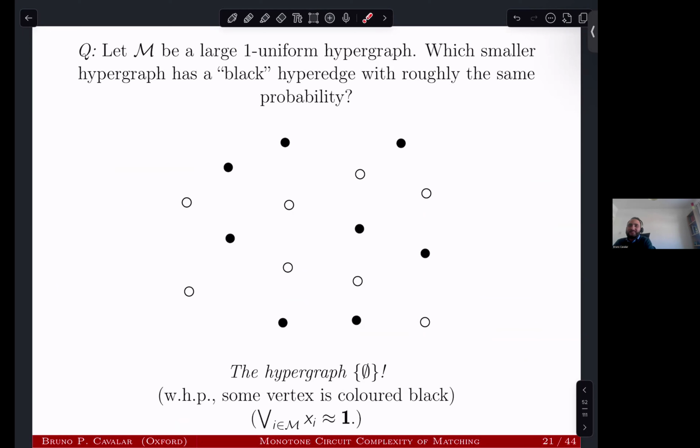Maybe it's also simple because when you have a large one-uniform hypergraph, one vertex is colored black with very high probability, right? So the hypergraph with an empty edge approximates it. We can think of this equivalently in terms of DNF. We have just an OR of a lot of literals. Then this is almost always one over a uniform input, right? So you can just approximate it with the constant one function.